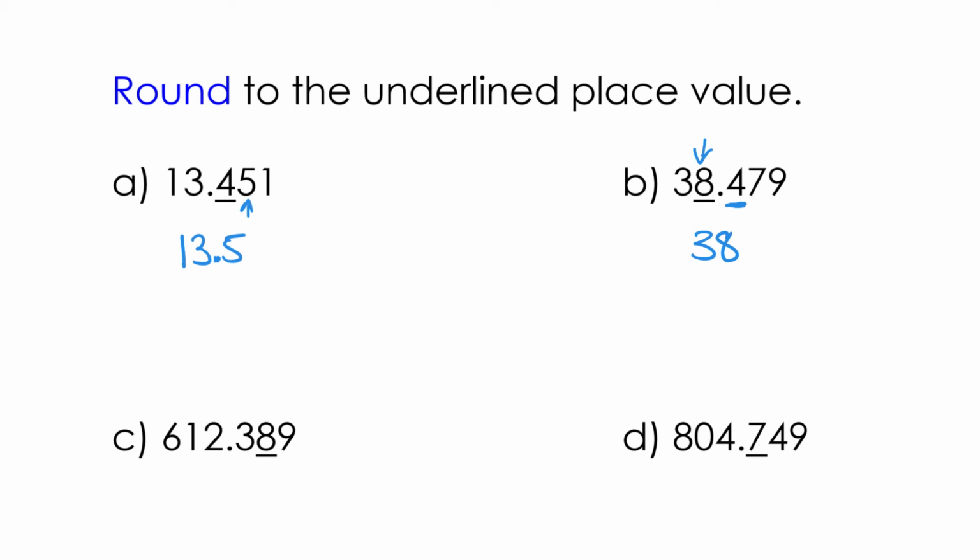And then you have 612.389. They're asking us to round to this number. This is the number that matters. This would make the answer 612.390. And for the last example, here's where we have to round. Nearest tenth, this is the number that matters. It's a 4. That means it rounds down to 740, decimal 740.